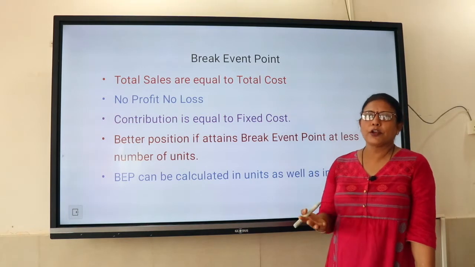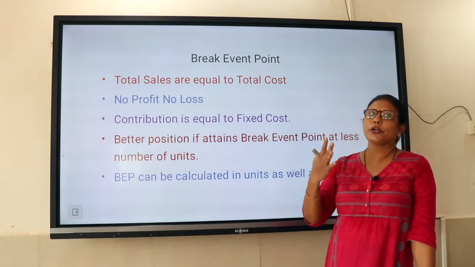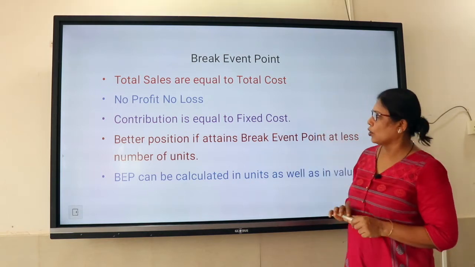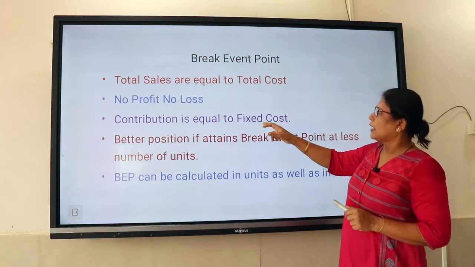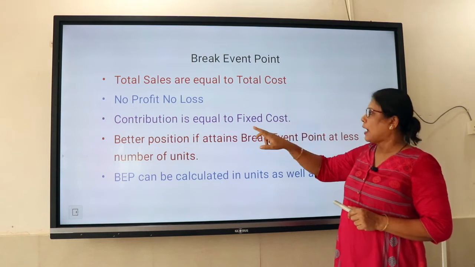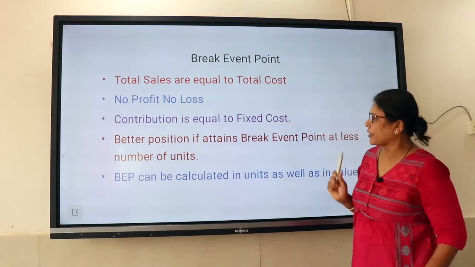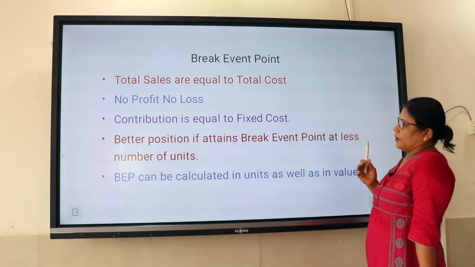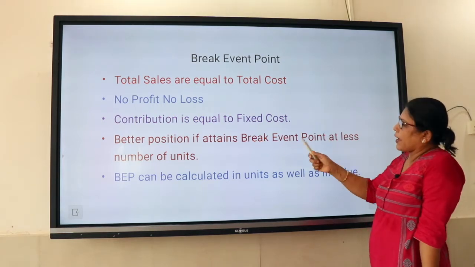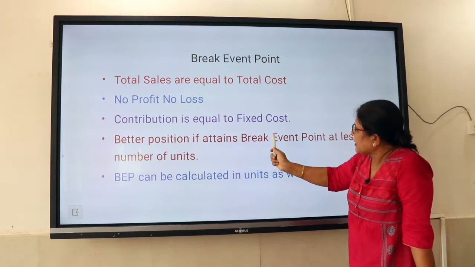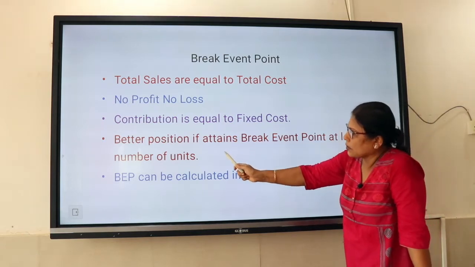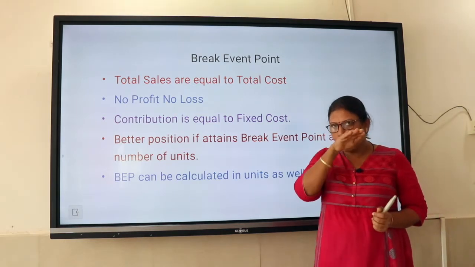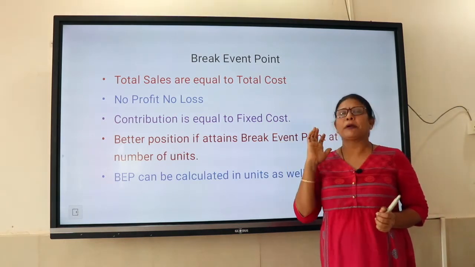It is a point where your total sales are equal to your total cost. You are at a point where there is no profit, no loss. All your expenses have been recovered and your contribution is equal to fixed cost. Now, when do you say that you are in a better position? When you attain a break-even point at the least number of units. That means the fewer the number of units at which you attain a break-even point, the better your position.